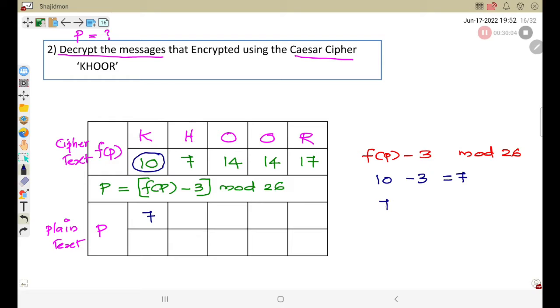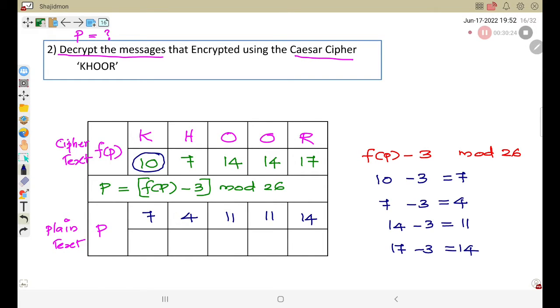Now next one, 7 minus 3. That means 4. I can write 4 here. Now next, 14 minus 3. What is 14 minus 3? 11. Write 11 here. Now the next one is 17 minus 3. That means 14. So we can write 14 here.